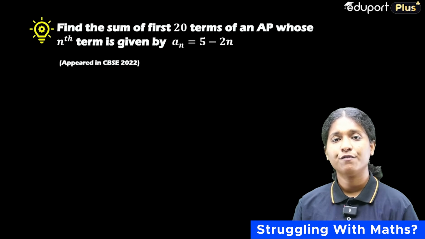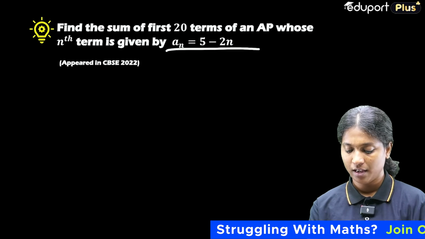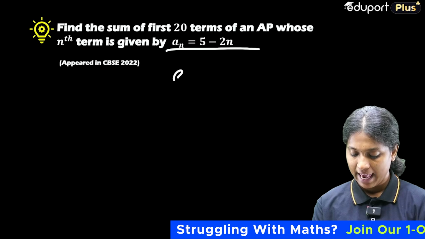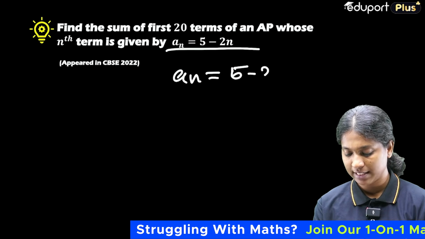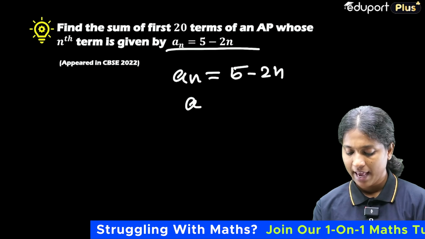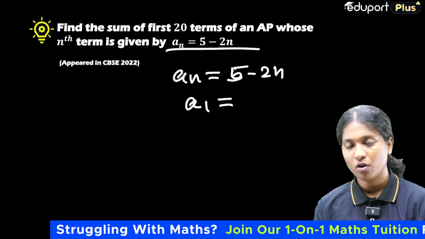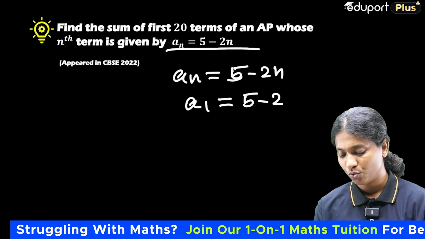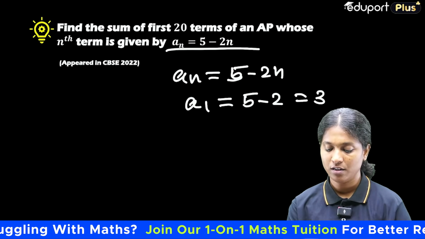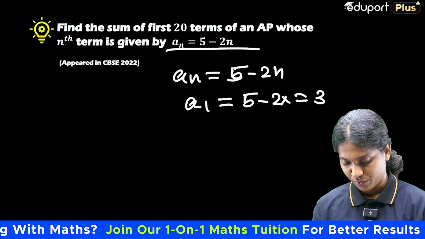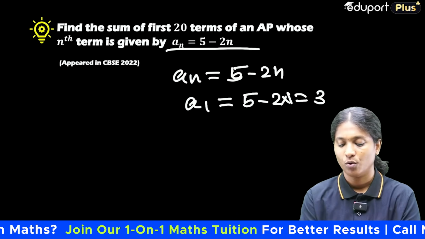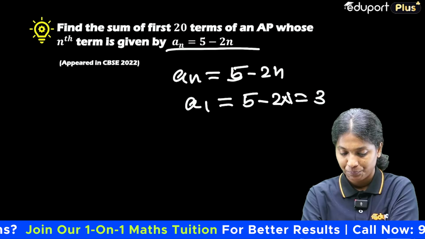So you can find the first term and the common difference from the given thing. an is equal to 5 minus 2n is given. So a1, or a, will be what? 5 minus 2 into 1, which is 5 minus 2, which is equal to 3.